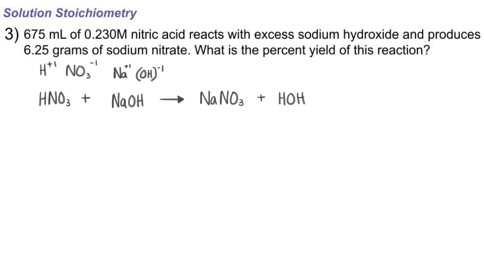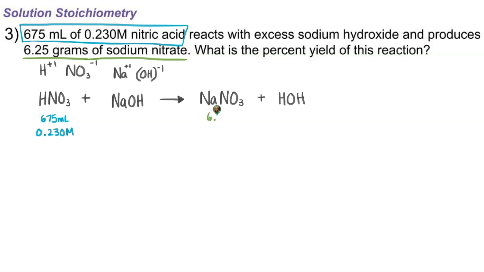This 675 milliliters of nitric acid, that's our reactant. We have 675 milliliters, and it is 0.230 molar is the concentration. So from that information we can figure out how many moles of HNO3 we have reacting. Now on the other hand, the 6.25 grams, the other amount given of sodium nitrate is actually a product.